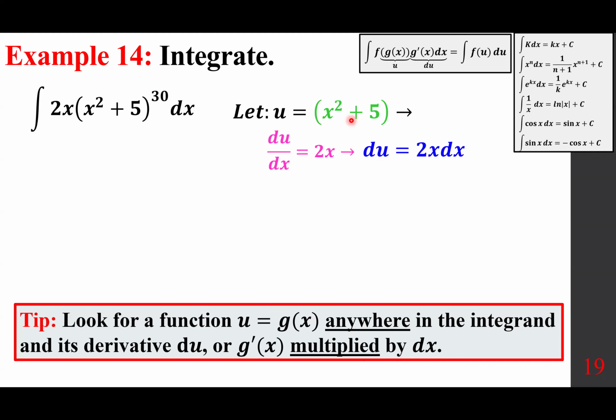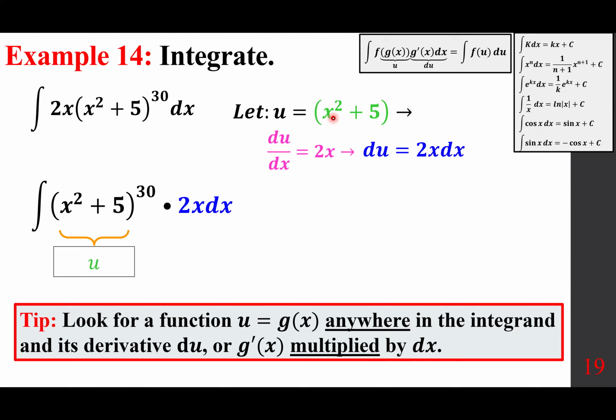I've seen students just writing that without the u. I have no idea how you get there, but you have to put that down. So we're going to rewrite this so it becomes clear this is u. Moving 2x next to dx, that's du. So u to the power of 30 du.